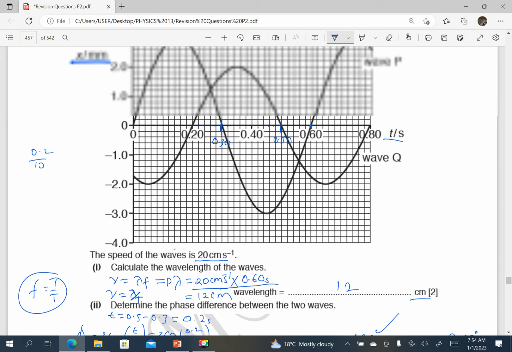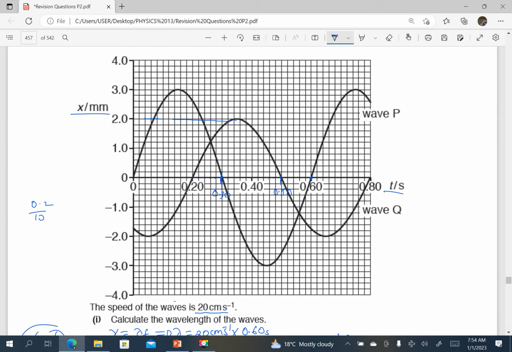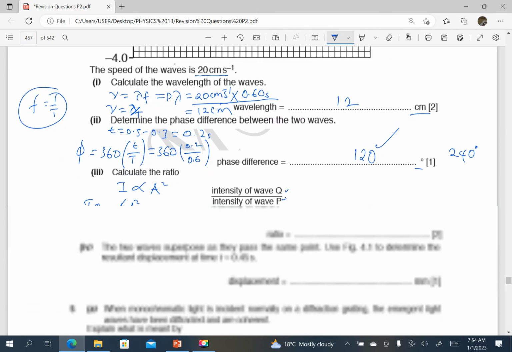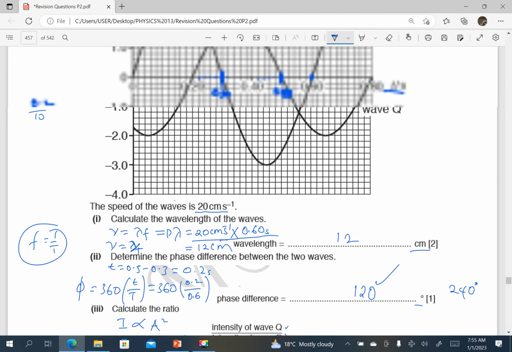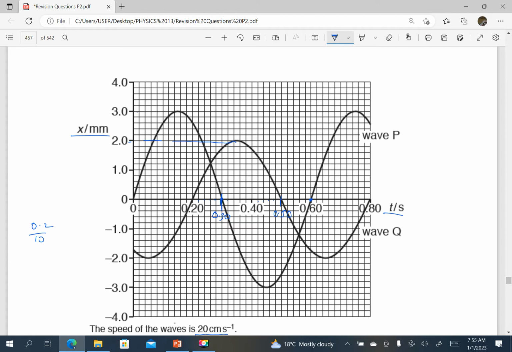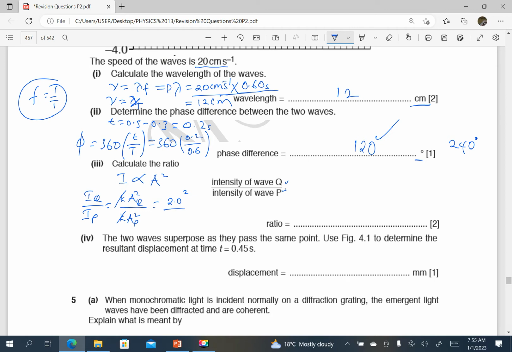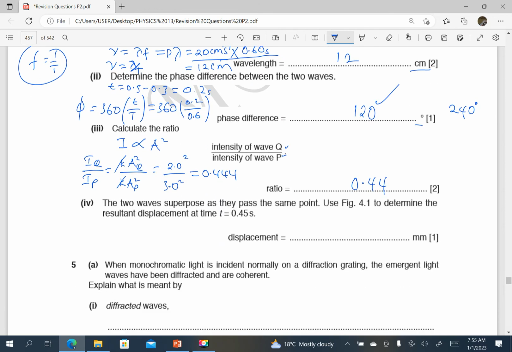Amplitude of Q squared. From the graph, you see that the amplitude of Q is this one, which is 2.0 millimeters. So that is 2.0 squared divided by... I don't need to convert because it is a ratio, the units cancel out. The amplitude of wave P is, I think, 3. So this will be divided by 3.0 squared. So I just press my calculator. 2.0 squared divided by 3 squared, that is 0.44444. So I'll just write two significant figures, 0.44 as the ratio.